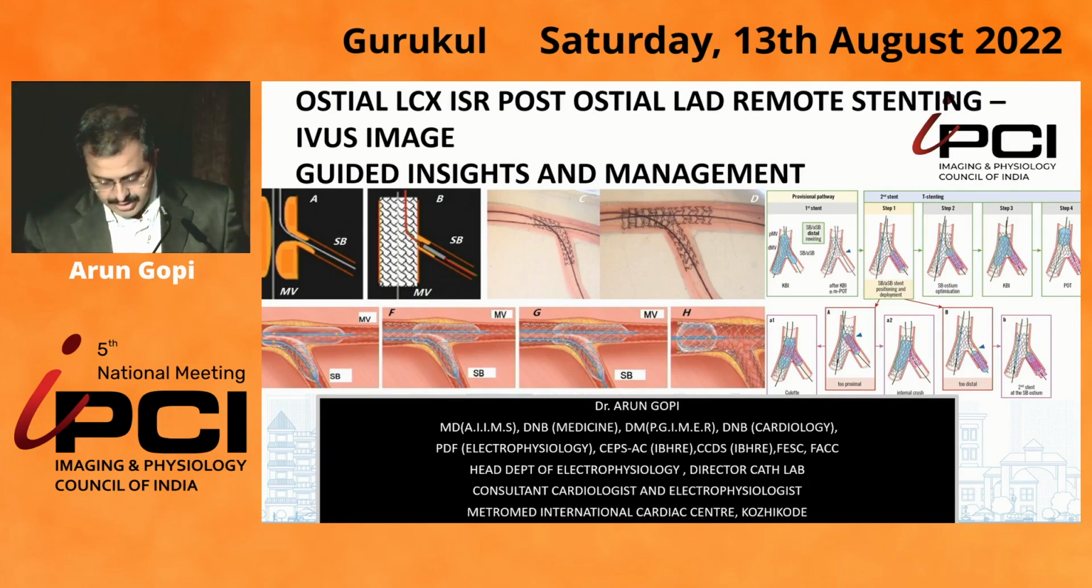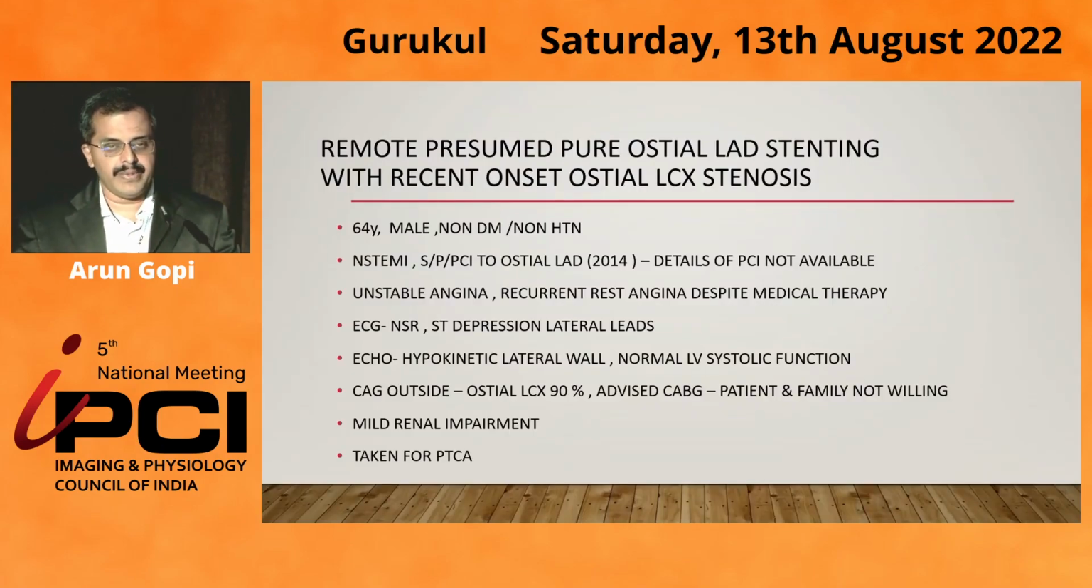So, cutting across the stories of a 64-year-old male, no risk factors, underwent a presumed possibly pure ostial LAD stenting way back in 2014. Further details of the procedure were not available to us. Came back recently with crippling angina despite medical therapy. ECG and echo evidence consistent with ischemia in the lateral wall. Underwent an angio outside, showed a tight ostial LCx lesion, advised CABG, family and patient were not willing. He also had mild renal impairment.